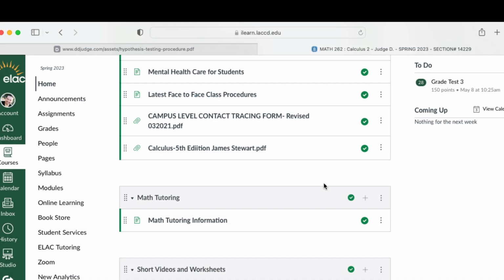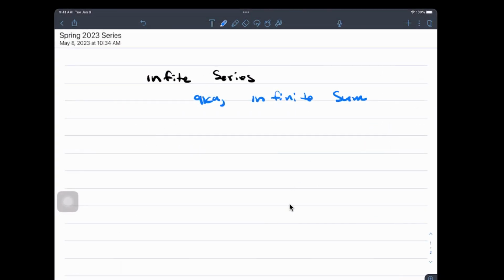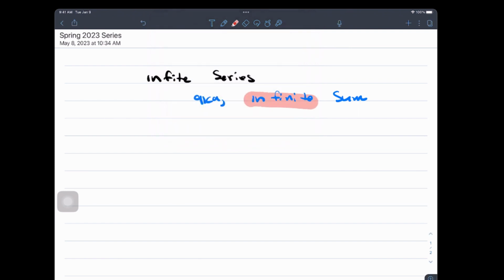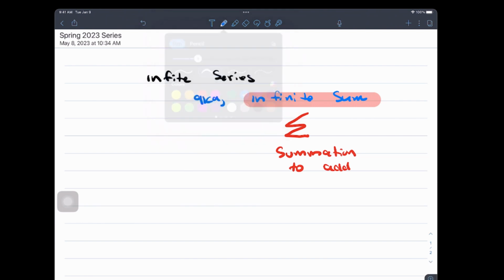Okay, so let's get this late start going here. Let's go to the iPad now. An infinite series, an infinite sum. And of course, you have this symbol here. If it's an infinite sum or any sum, you use capital sigma. That's the summation symbol. That means to add. But then you might say, well, what in the world are we adding? Well, we're adding terms here.